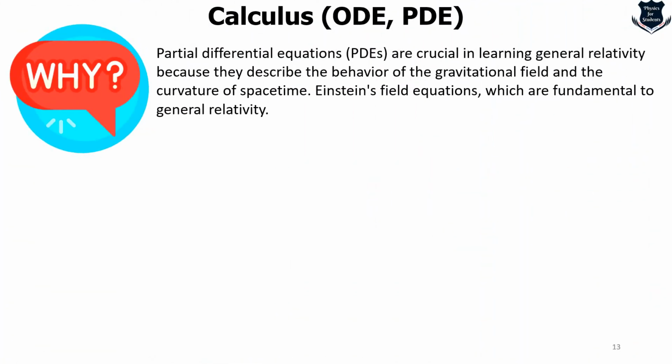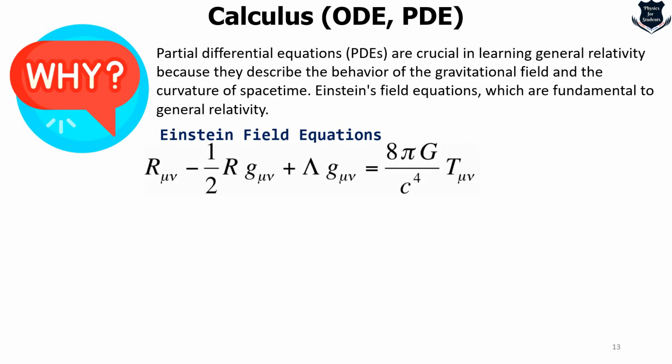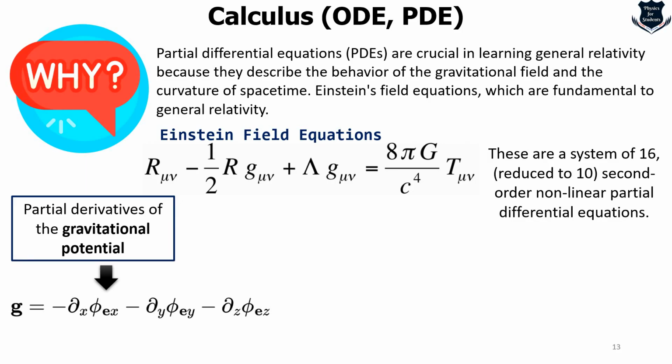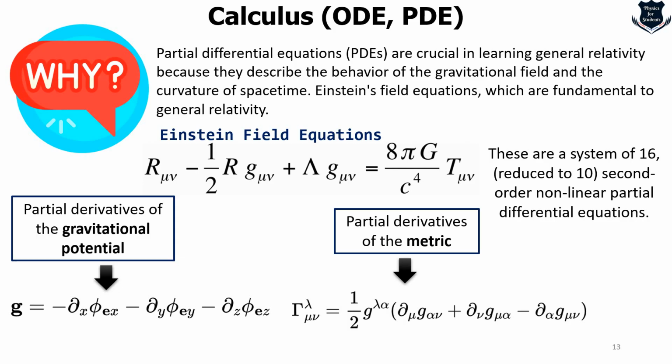Now here you see I have already defined the Einstein field equation, which is fundamental to general relativity, and is actually nothing but 16 reduced to 10 nonlinear partial differential equations. So what you see on the screen is not one equation but a summation of 16 partial differential equations. If you really need to understand them, then obviously you need to know more about calculus. So partial derivatives, for example, the gravitational potential in Newtonian mechanics, when generalized into partial derivatives of the metric, these are nothing but partial differential equations.